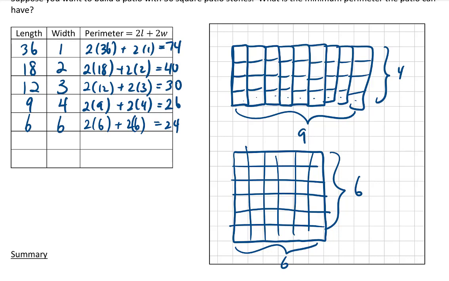And then if we start going the other way, you see we're going to end up with 4 and 9, which we already did, is 26. And then 3 and 12, which would give us 30. So you can see that to get the minimum perimeter or distance around an object, we need to have a square.